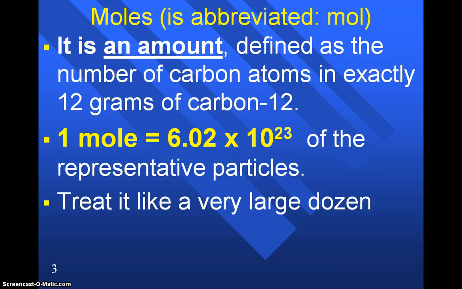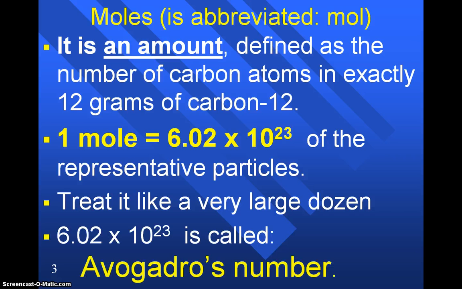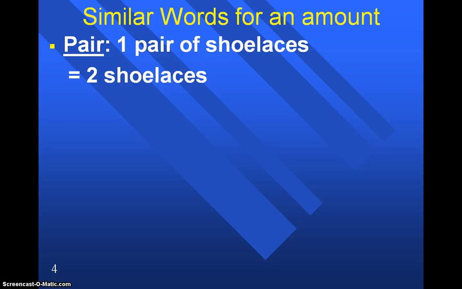You can think of it kind of like a very large dozen. If I say I have 1 dozen apples, you would know in your mind that there are 12 apples there. So if I say I have 1 mole of carbon, you would know that there are 6.02 times 10 to the 23rd atoms of carbon there. And this number is called Avogadro's number.